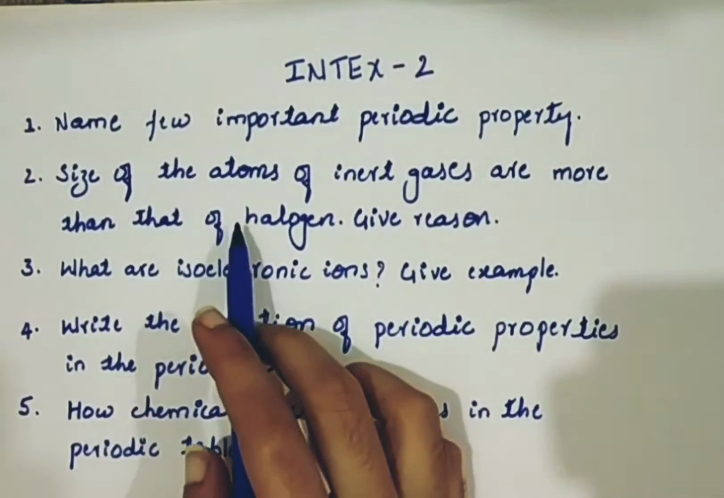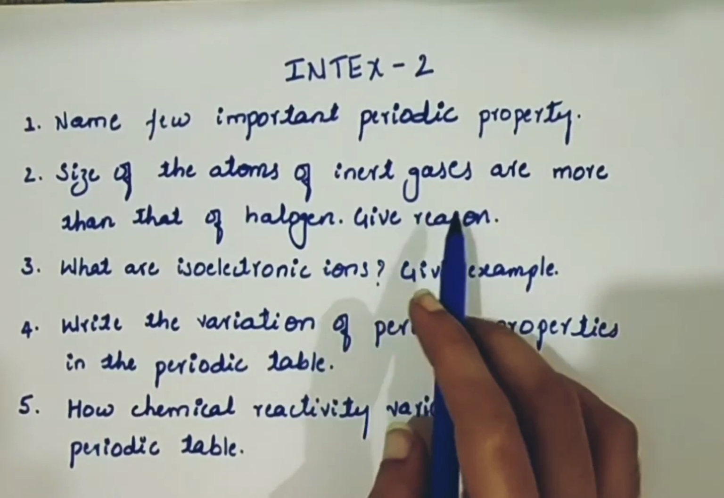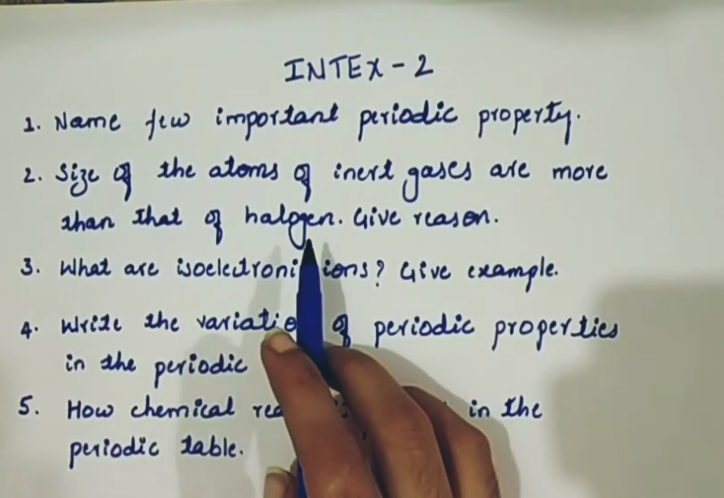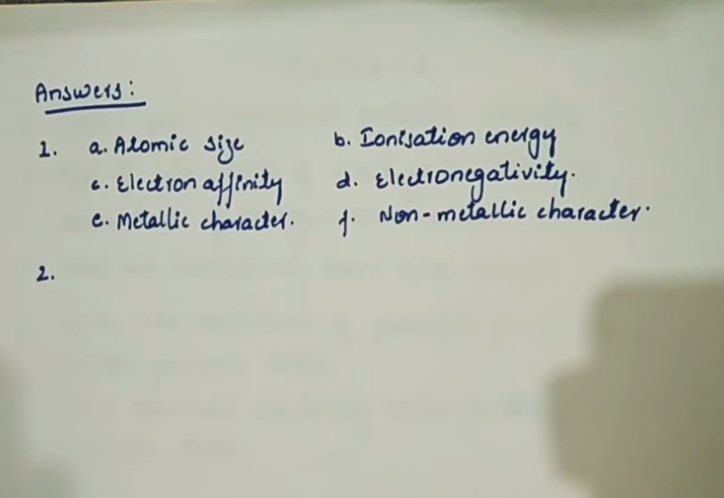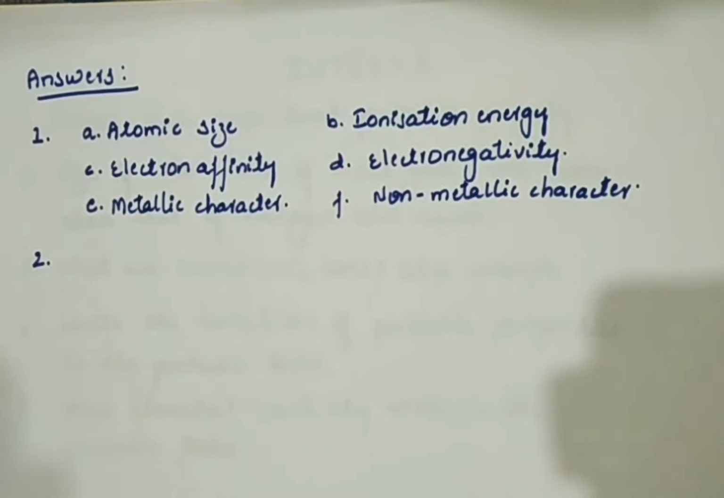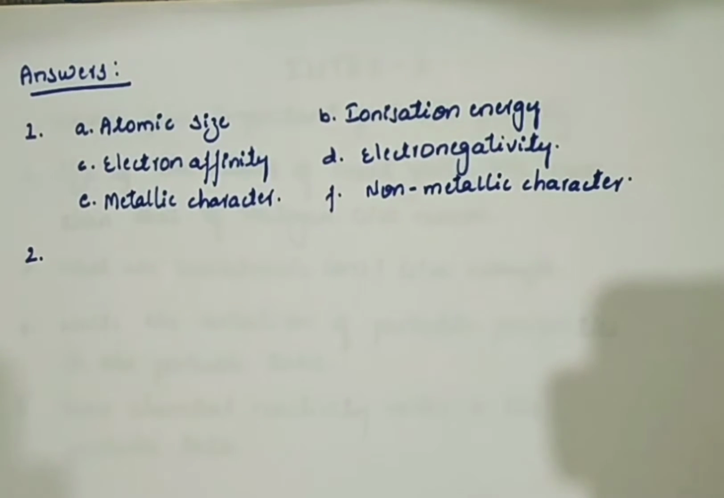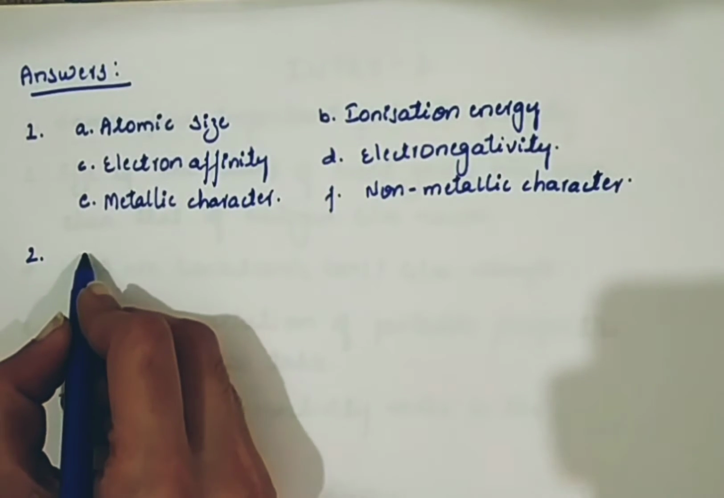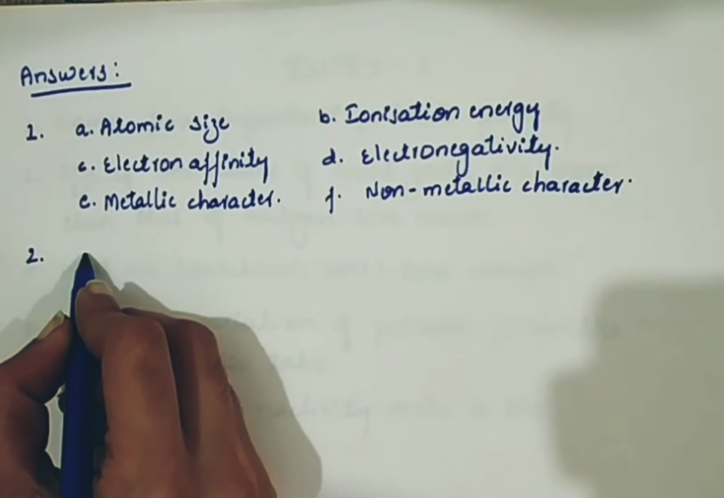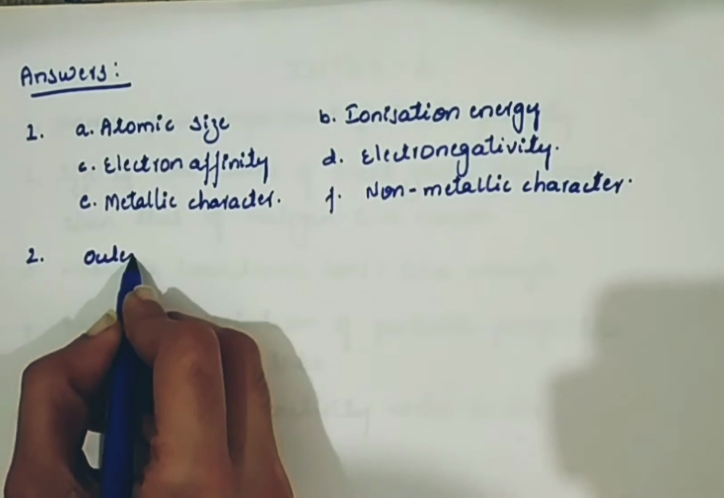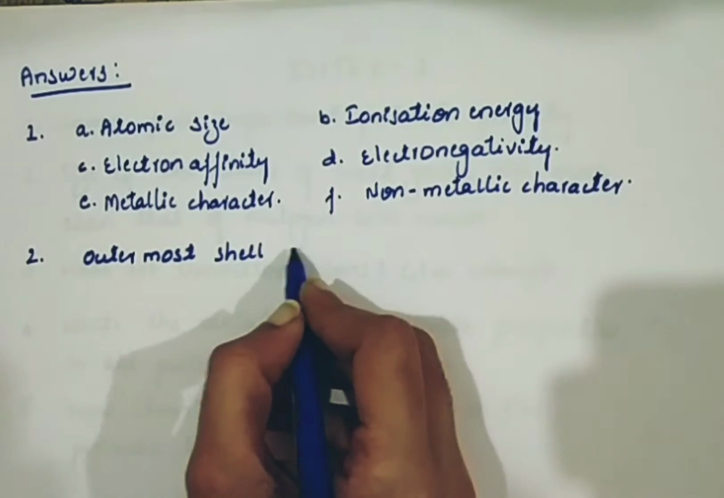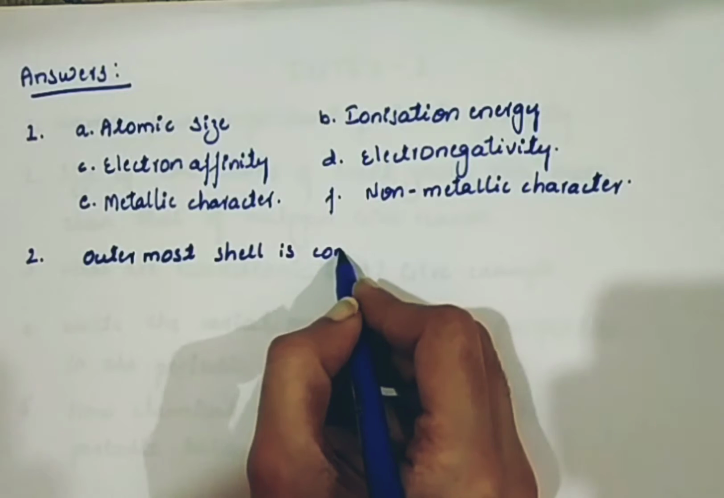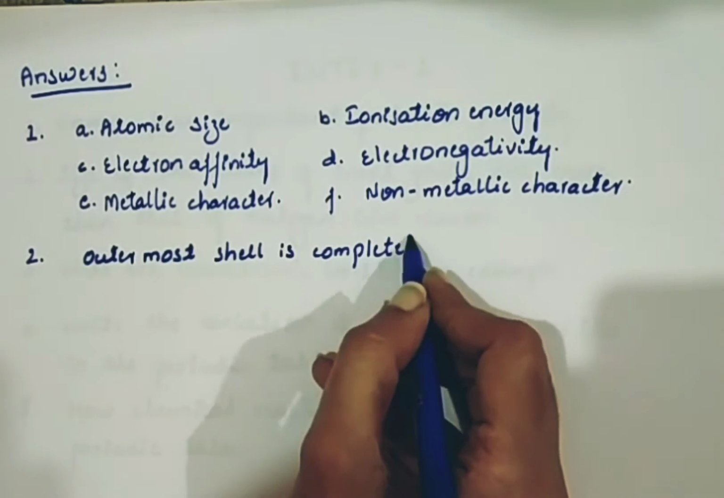Next question, second one. The size of the atoms of inert gases is more than that of halogens. Give reason. We know that atomic size decreases as we move from left to right in the periodic table. If that is the case, group 18 elements, inert gases, should have the least atomic radius, but the size of group 18 elements is more compared to the halogens.